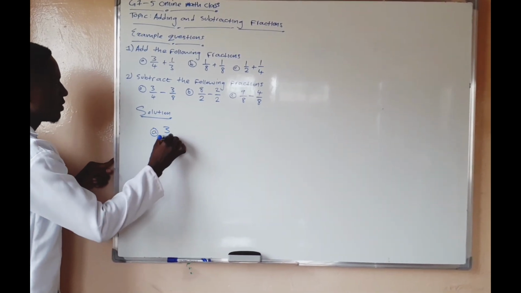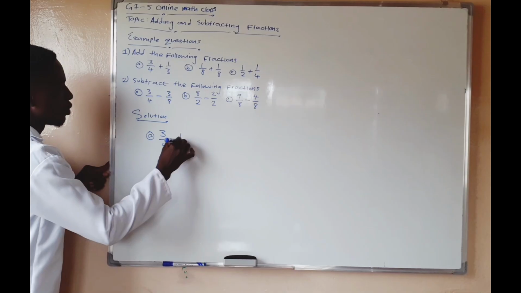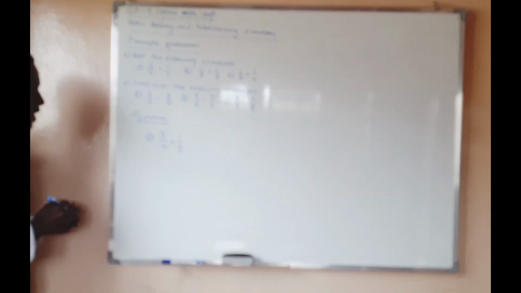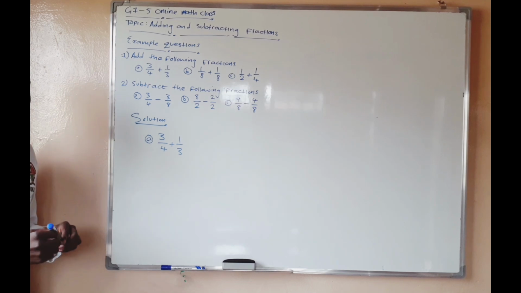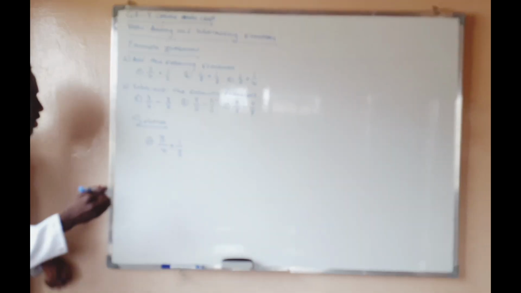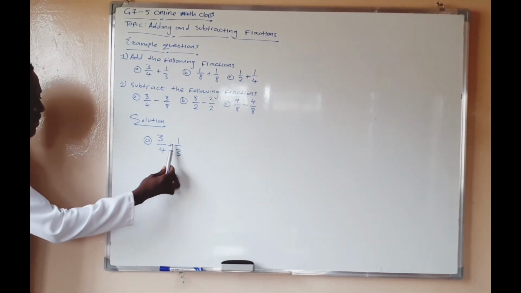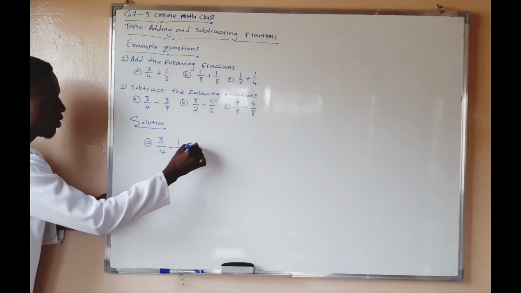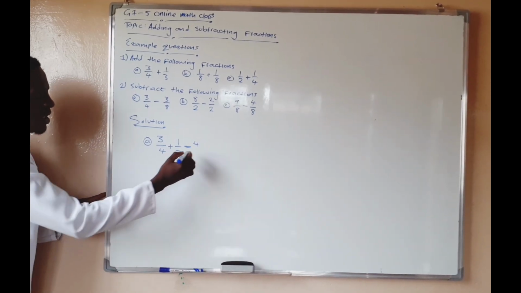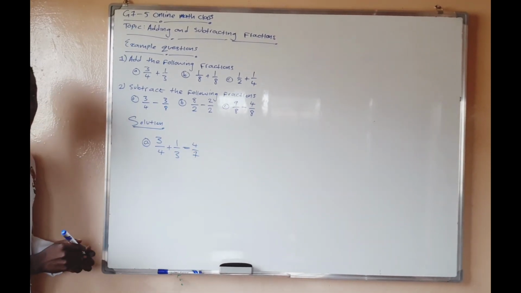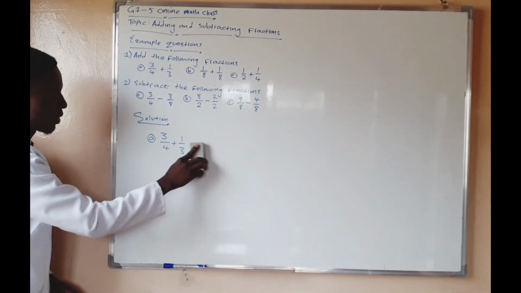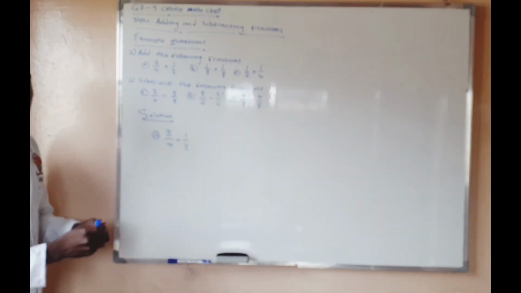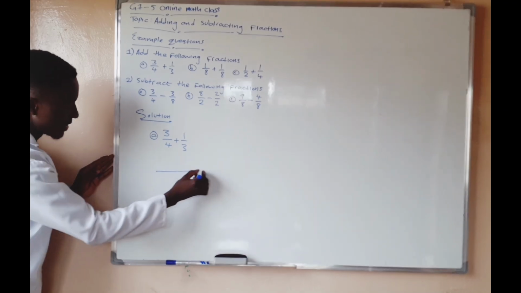We have the fraction 3 over 4 plus 1 over 3. So how can we add these fractions? Very simple. I know what you are thinking. You think we have to add 3 plus 1, which gives us 4, and 4 plus 3 gives us 7. Well, if you are thinking of such, then you are wrong. The first thing you have to do is draw a line.